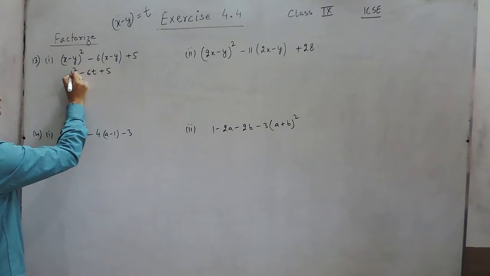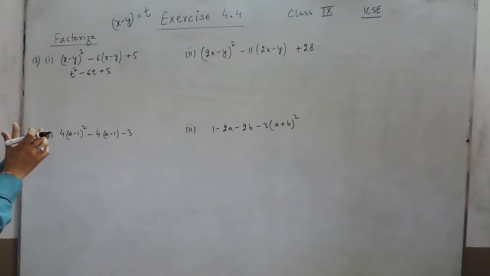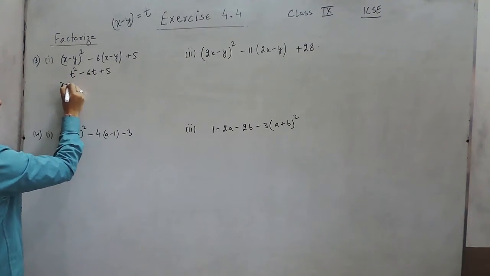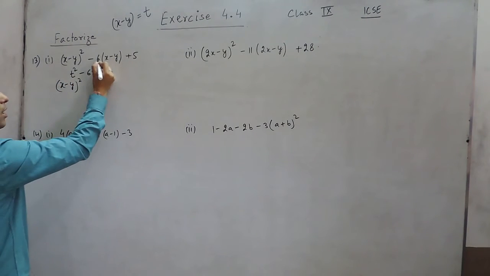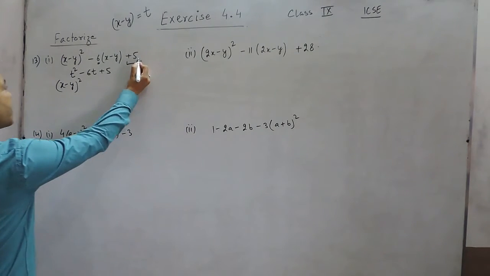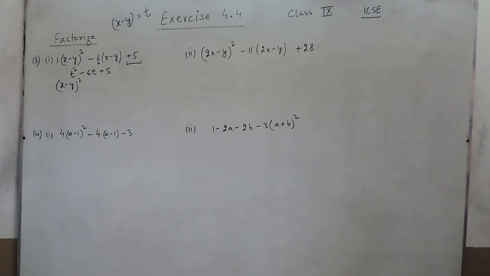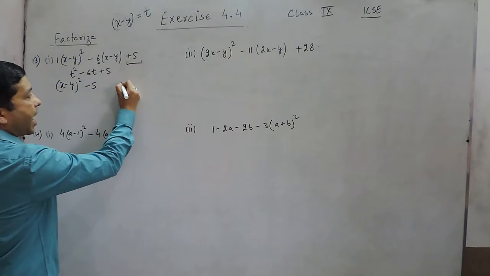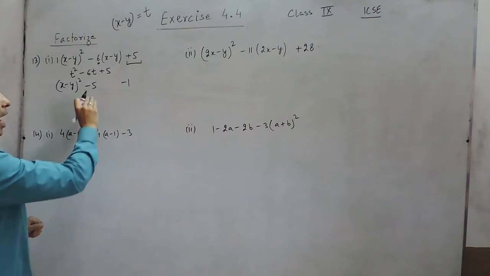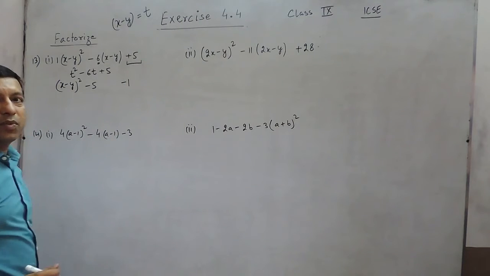Or instead of t, if I am writing x − y, I can take x − y as a single variable. This I can write as (x − y)². Here the coefficient is −6 and here it is +5. This 5 multiplied by 1 becomes 5 only. So we need two numbers where the summation becomes −6 and the multiplication becomes +5. So it is −5 and −1. −5 plus −1 is −6, and −5 multiplied by −1 is +5.